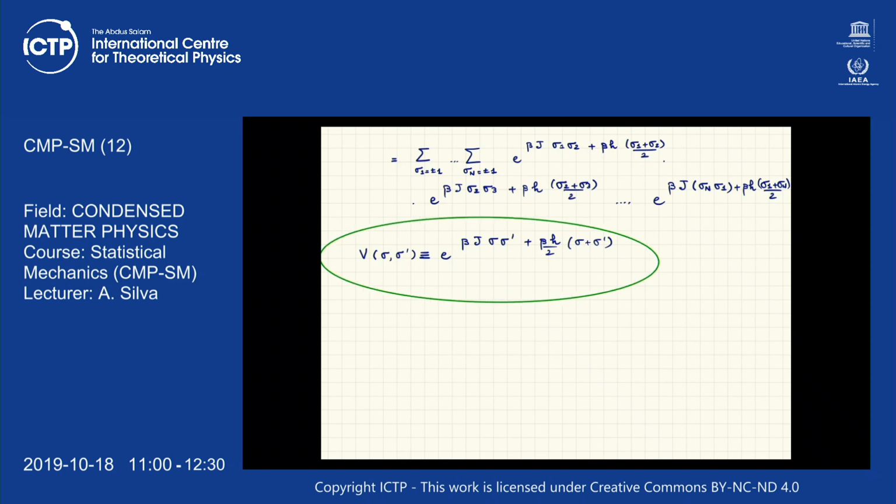So if I define this, then I can rewrite my partition function, as you see above, as the sum over sigma 1 equal to plus and minus 1, sum over sigma n equal to plus and minus 1 of V sigma 1 sigma 2, V sigma 2 sigma 3, etc., V sigma n sigma 1, right? Correct? You all agree.